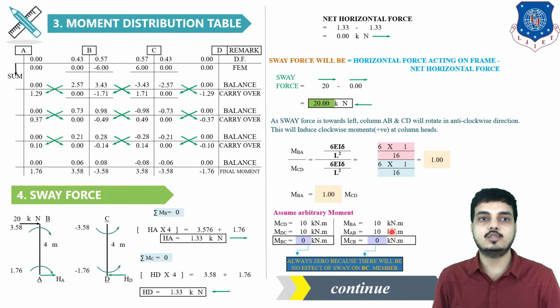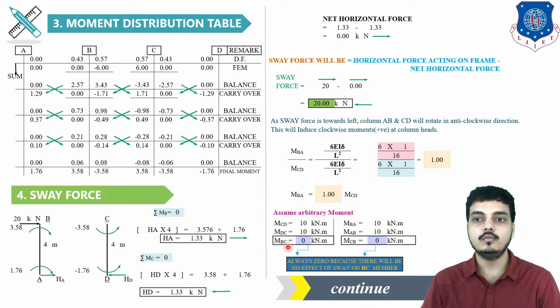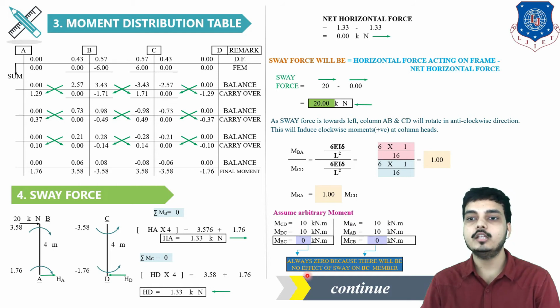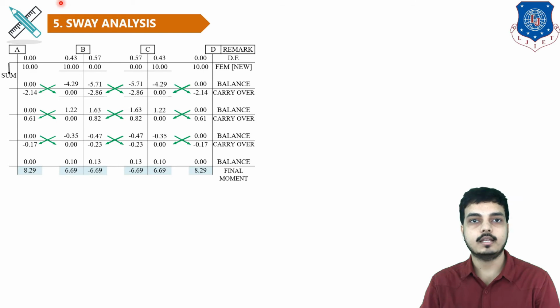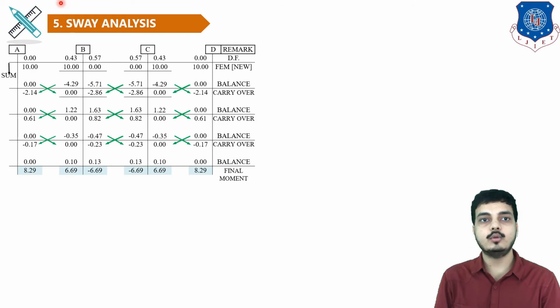Now as I have said earlier, the sway effect will be only on the column and not on the beam. So the MBC moment will be 0 kilonewton into meter and the MCB moment will be 0 kilonewton into meter, as these are my beam and these four values are for my column. Here I have written 0 because there will be no effect of the sway on the BC member, which is my beam member. Now we have to do a sway analysis. This is the same process we do in the moment distribution table, but in this we have to assume an arbitrary moment.